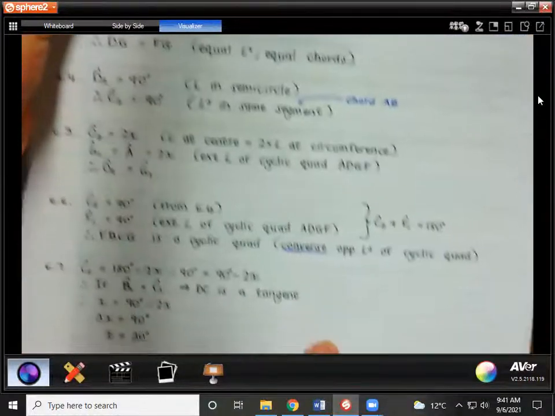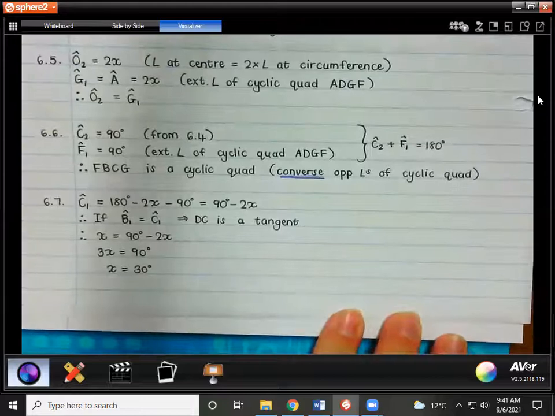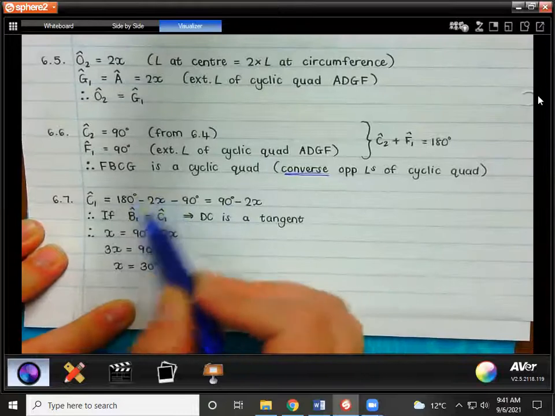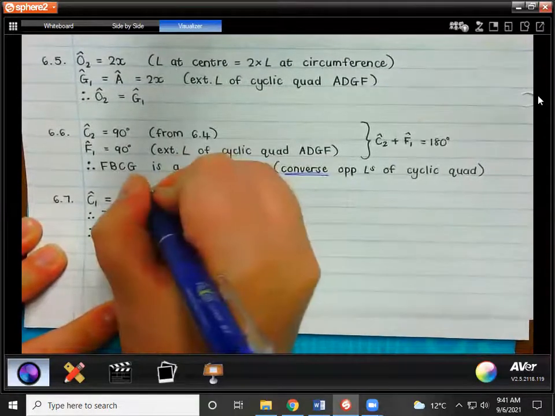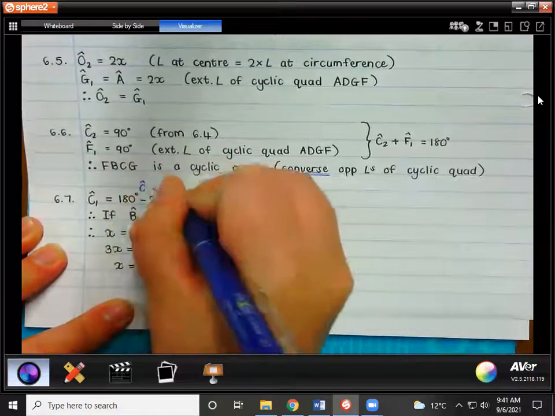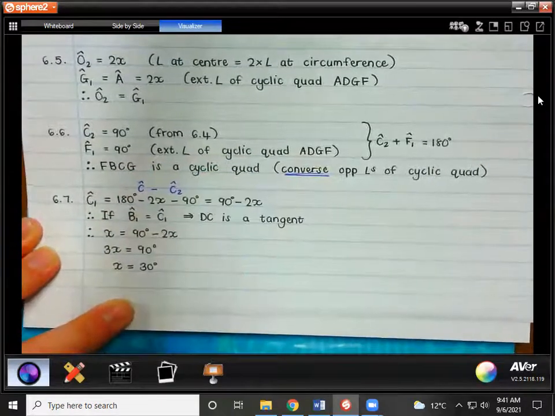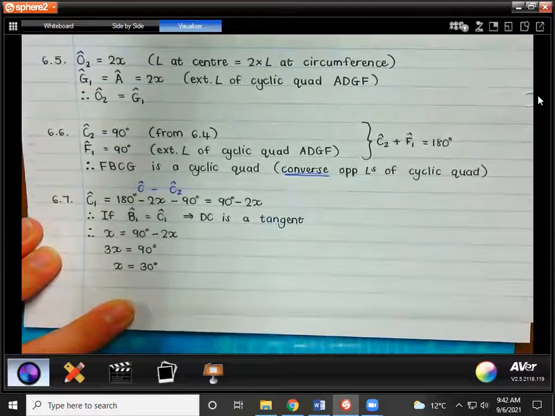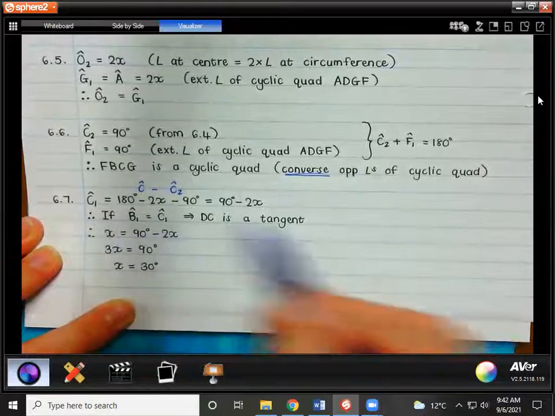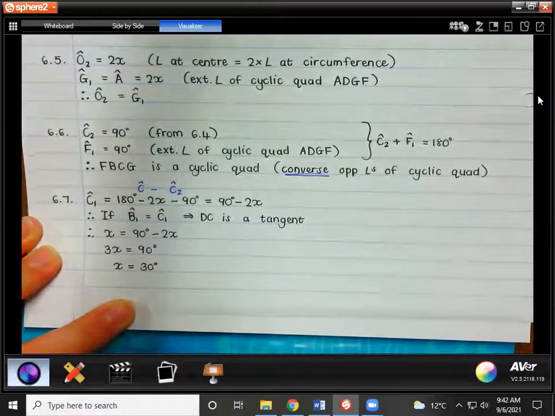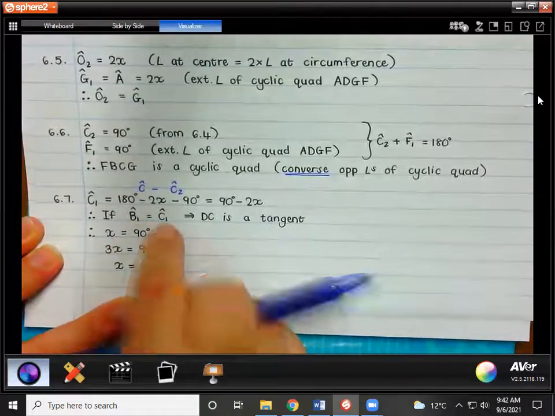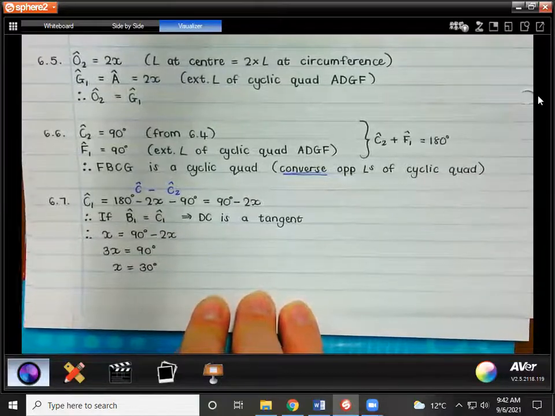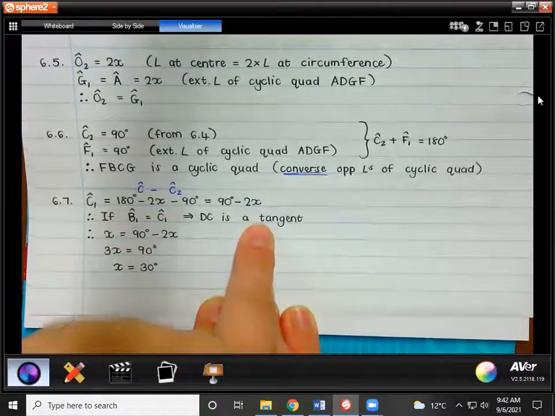But then if you have an equation like that, then you can solve for x. So that's the first thing that I did. I found that C1 is equal to that whole angle C minus C2, which was 90. Okay, so this was the whole angle C minus C2, if you want to add that in. So that's how I got 90 minus 2x. Then I just wrote this part here. You don't have to write this down, but this is just the explanation of what I did after that. If B1 is equal to C1, B1 was the one at the circumference, and C1 is the one between the tangent and the chord. All right, so if those two angles are equal, then DC is a tangent.